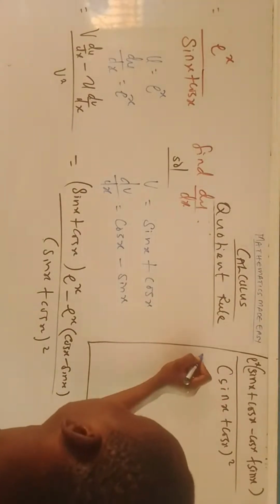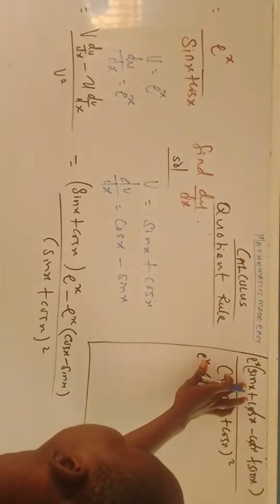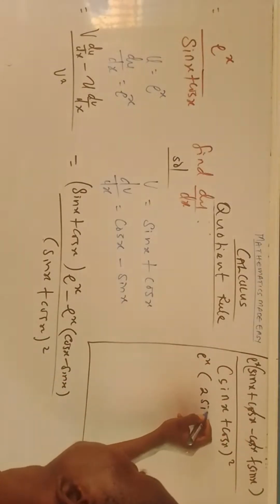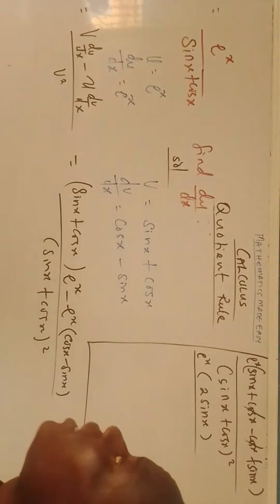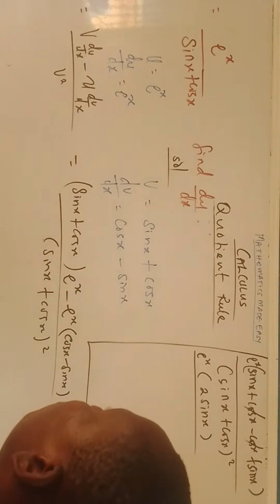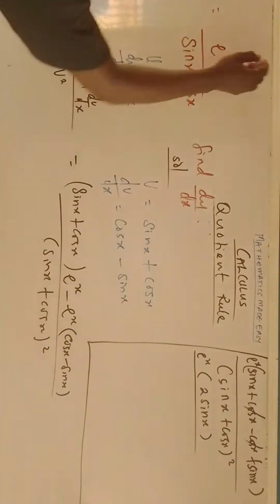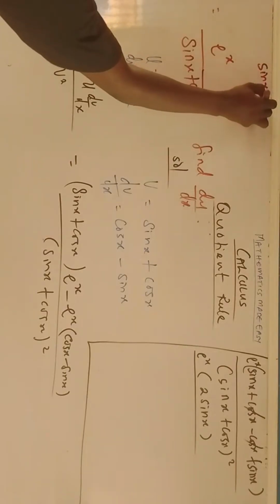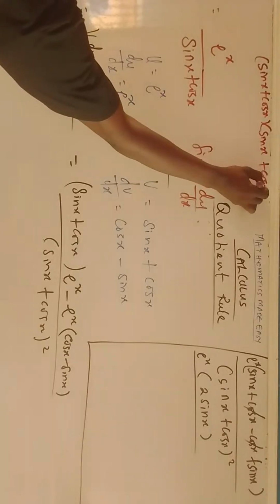Okay guys, so we are going to have exponential x into bracket, cos x minus cos x will give us 0, and sin x plus sin x will give us 2 sin x. Then everything over what? So if you expand sin x plus cos x, what are we going to have? Let's do the expansion here together, alright? So sin x plus cos x multiplied by sin x plus cos x. So what is this going to give us?